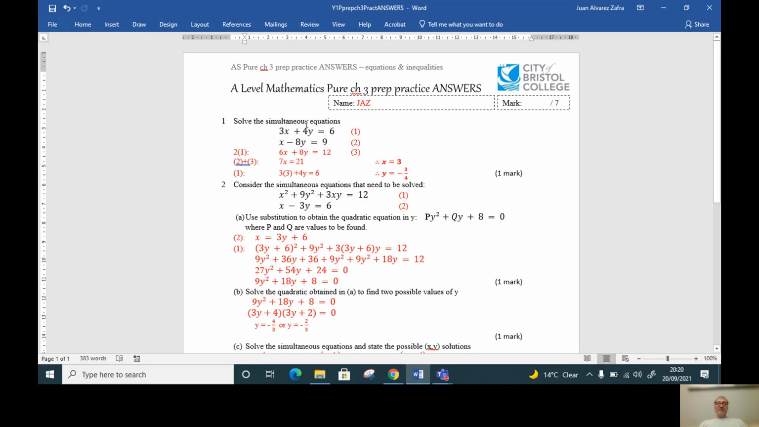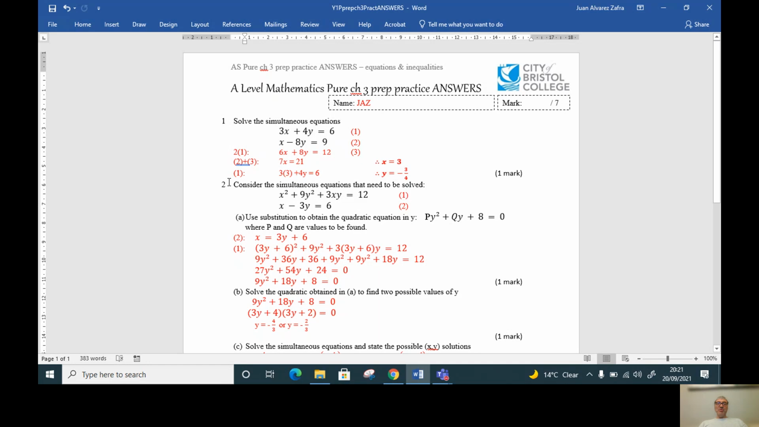And then we can see that the number of y's is the same in equation 3 and equation 2, except that the 8y is negative in equation 2 and positive in equation 3. So if we now add equations 2 and 3, the minus 8y and the plus 8y give us 0y, the x and 6x give us 7x, and the 9 and the 12 give 21. So 7x is 21, so x is 3.